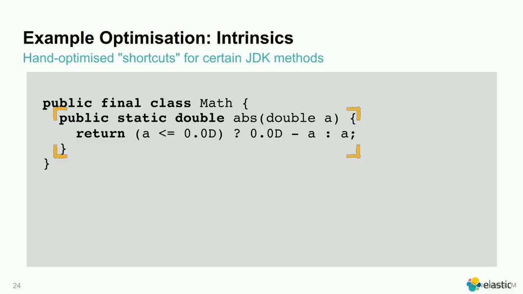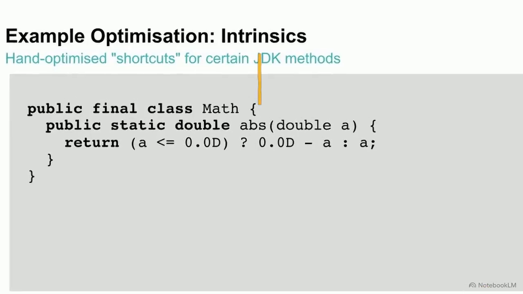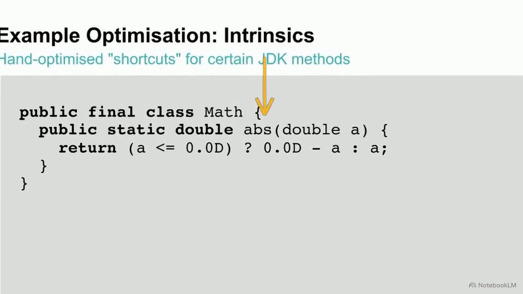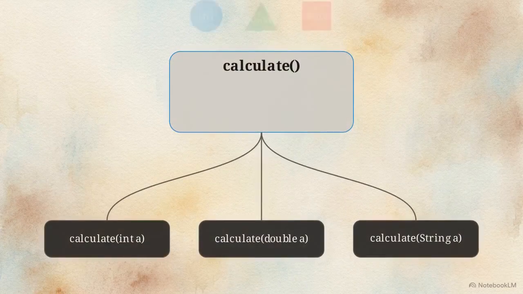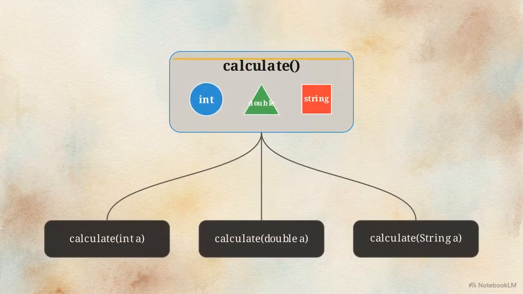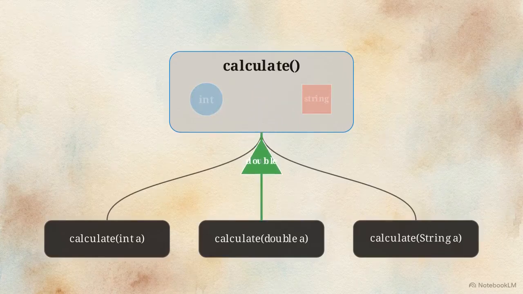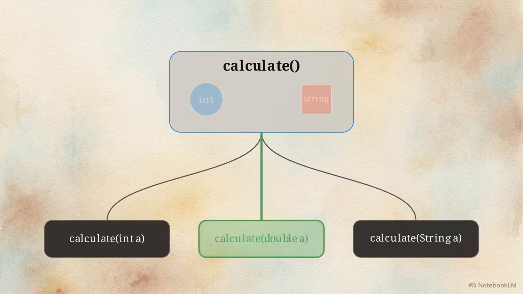This is evident in the Math.abs method within the Java class library. While the code here shows a version accepting a double, you likely need versions for integers or floats as well. Instead of requiring unique names for every number type, the compiler routes the data to the correct version of the method based strictly on the parameters you provide.